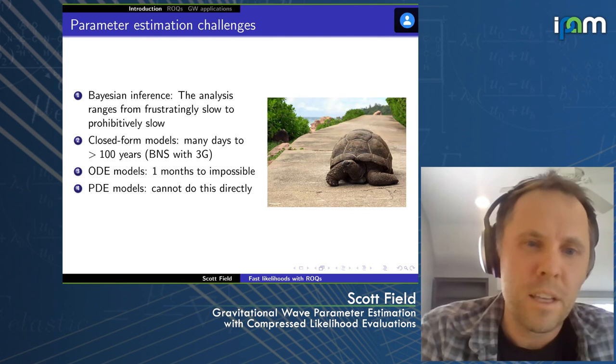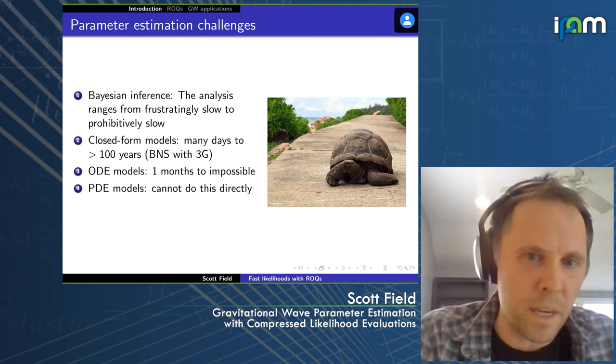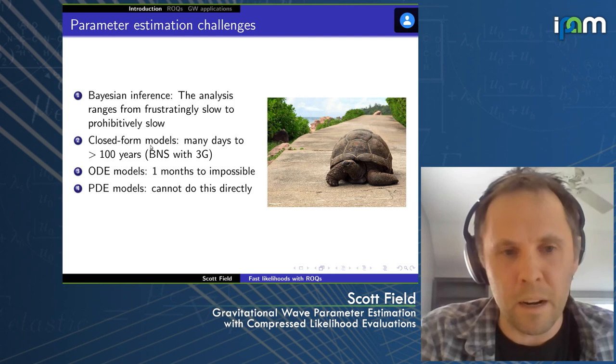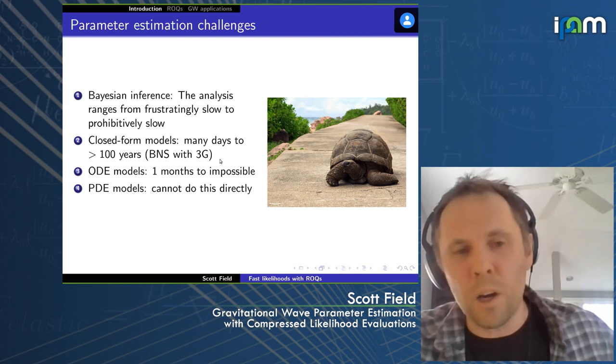So depending on the problem, this can range from just frustratingly slow, in the sense that you may have to wait many days for your results to come back, to something where you just can't do the problem at all. It's prohibitively slow. So for example, near the end of the talk, we'll talk a little bit about trying to analyze binary neutron star signals with third generation detectors. This would take hundreds or thousands of years to complete, which no one has done.